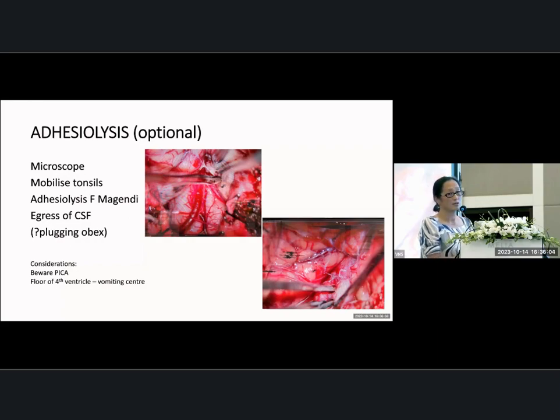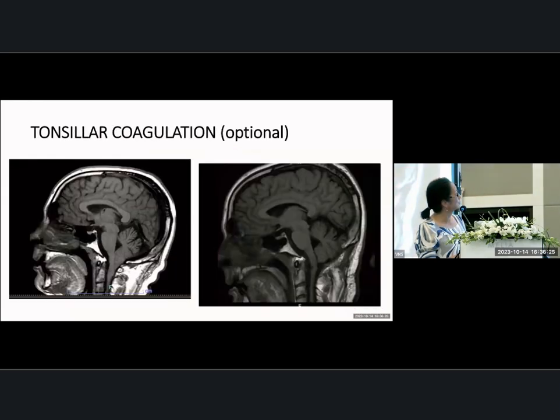And I do look for the egress of CSF from the fourth ventricle. I don't plug the obex, and I try to avoid manipulating the floor of the fourth ventricle and the obex because of the association with vomiting. So again, you're going to be very close to the PICA and the fourth ventricle. So I do coagulate the tonsils. This is a case of mine where I coagulated tonsils, and it does give you just that bit of extra room, and really has no extra morbidity that I found in operating.